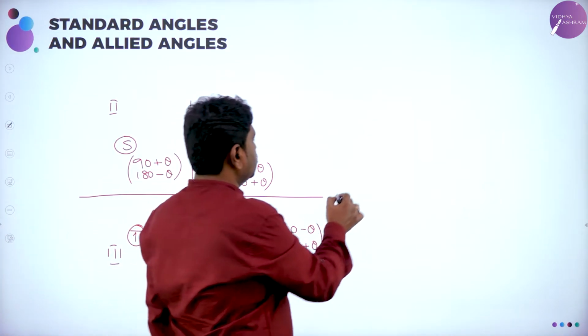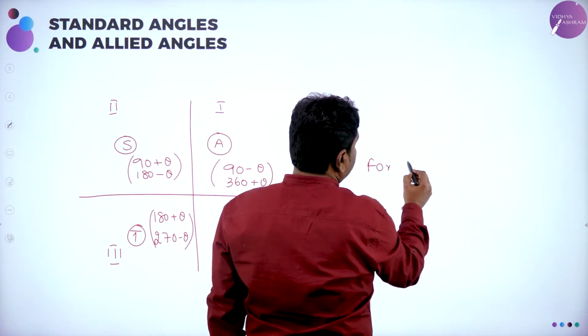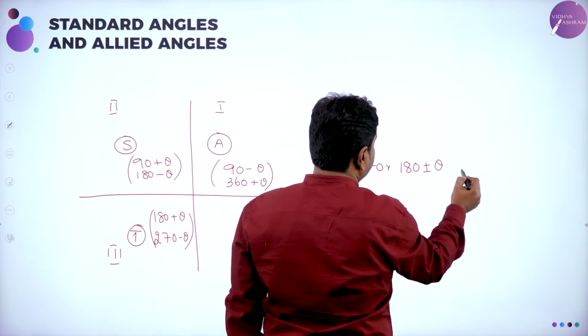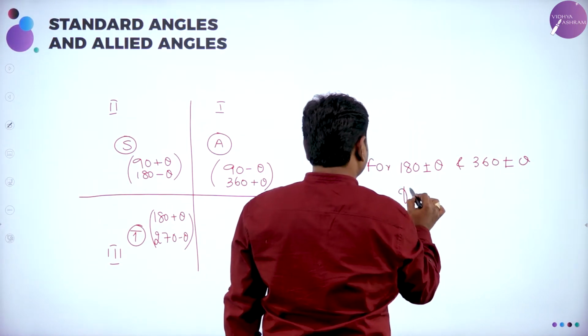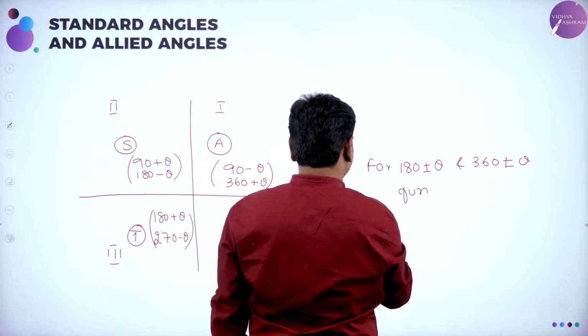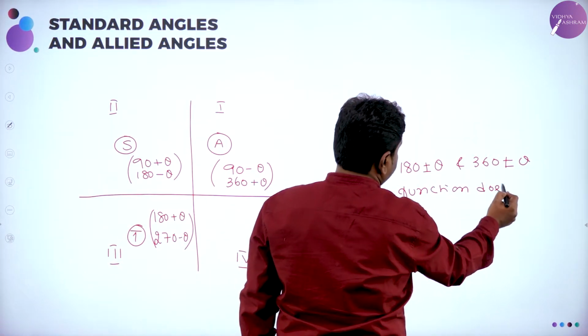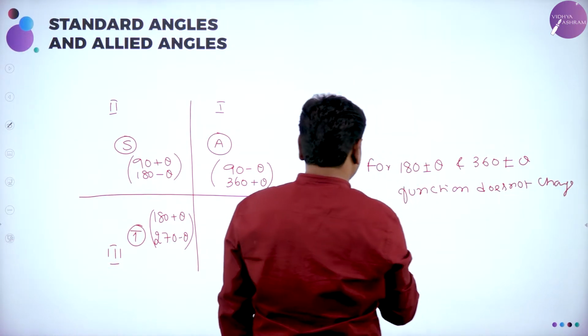First rule is for 180 plus or minus theta and 360 plus or minus theta: the function does not change. Function, no change in the function. And rule 2, what is the rule 2 I taught you?